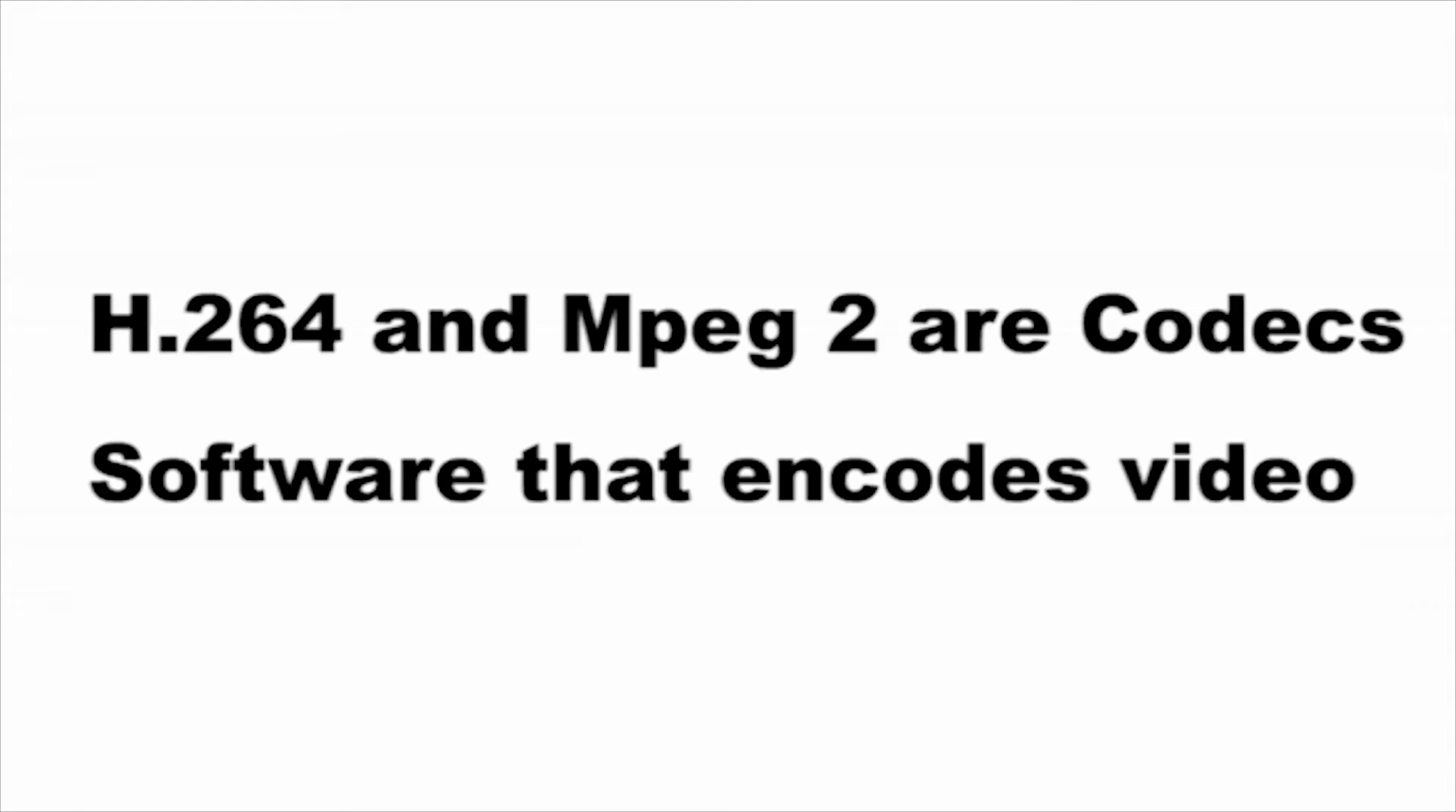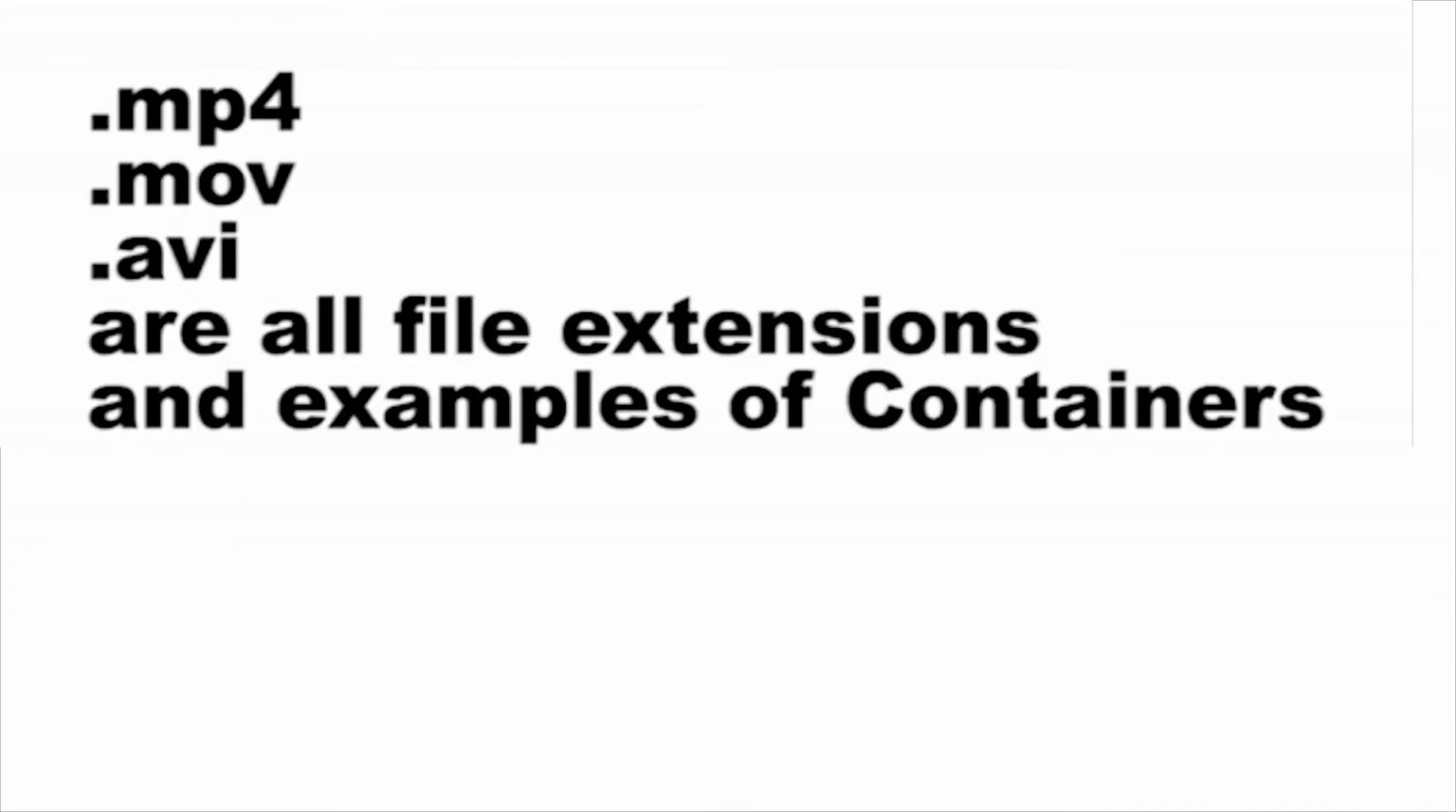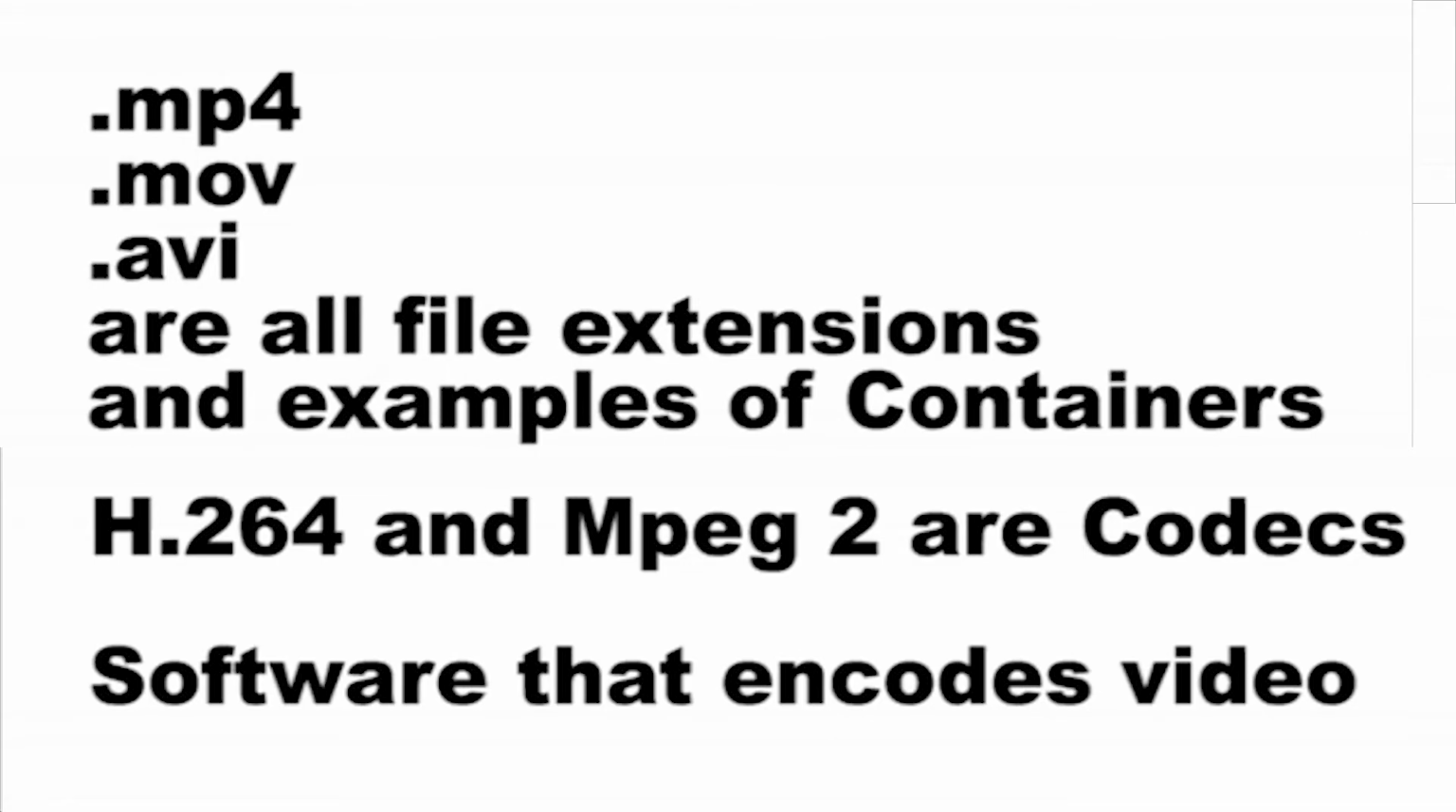The codec is a piece of software that's used to encode video or audio. There are many different codecs out there, and they all have their own features and advantages. The container is just a box that contains the video and its audio. Since the container isn't the same thing as the codec, the file extension doesn't tell you what codec is used.